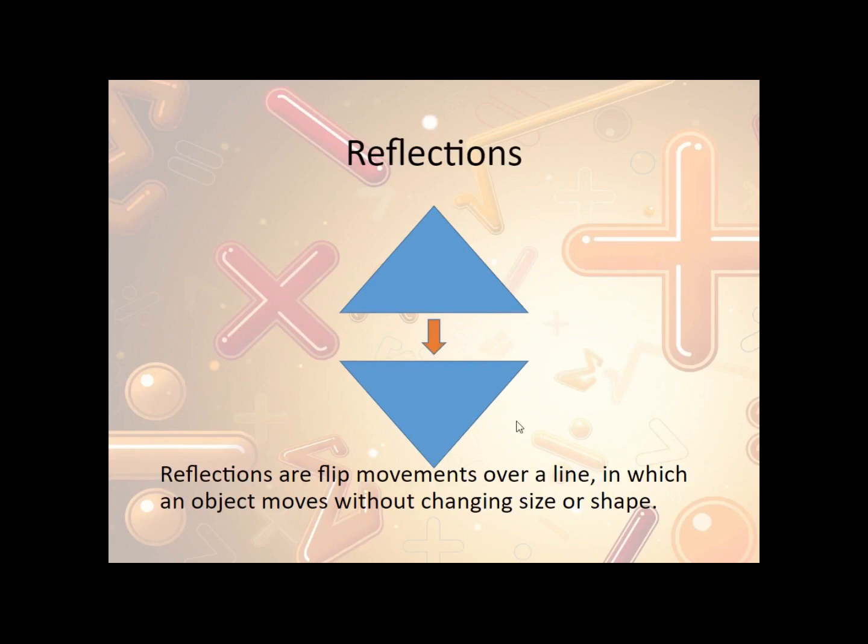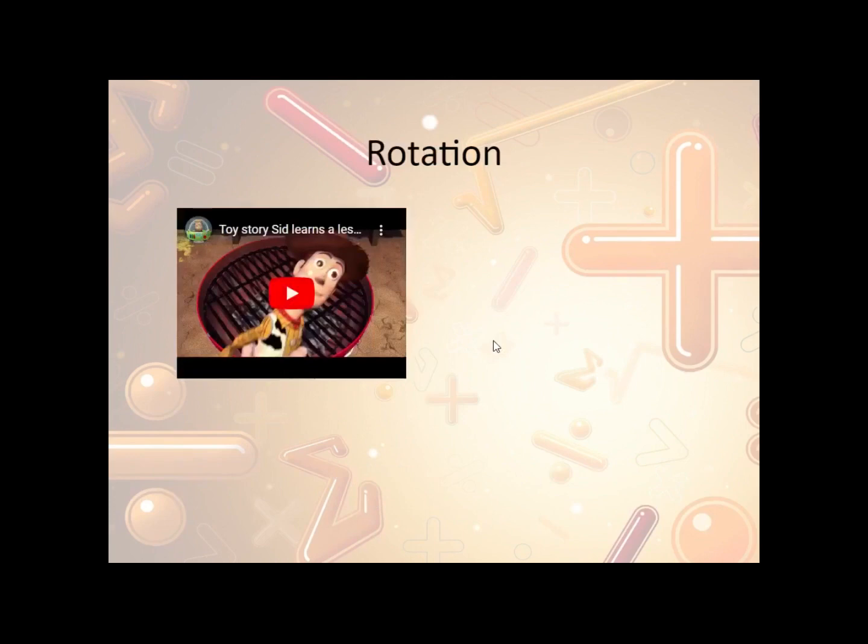Notice they do not change size or shape. They do change direction, though. So it will flip over and it will look inverted, but the size of the triangle in this case does not change. Now, what is a rotation?